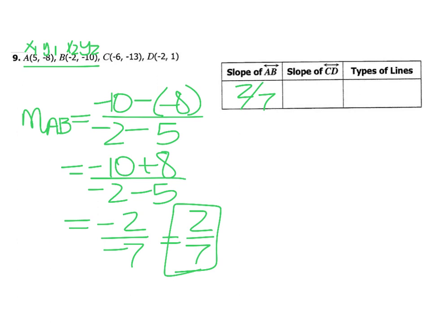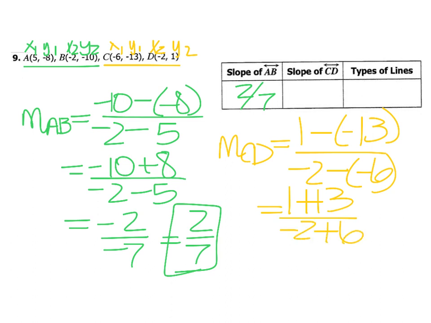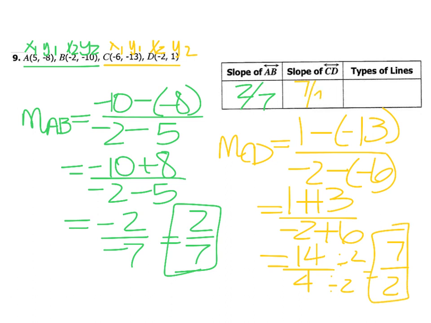Then we want to find the slope of CD. All right, same like before, x1, y1, x2, y2. Find the slope of CD, y2 minus y1 over x2 minus x1. We get 1 plus 13 over negative 2 plus 6, which gives us 14 over 4. We want to simplify this, divide top and bottom by 2, and we get 7 over 2. So the slope of CD is 7 over 2.